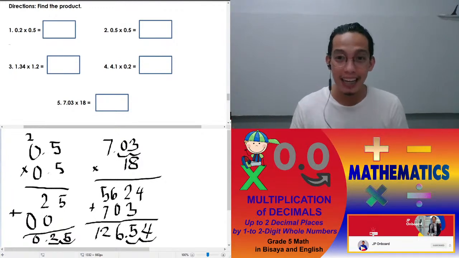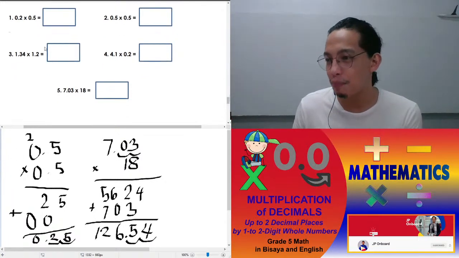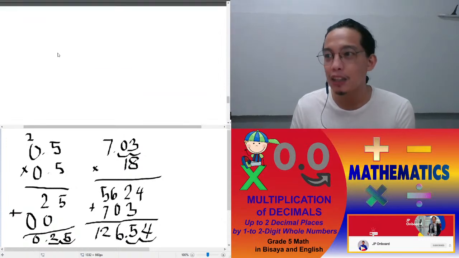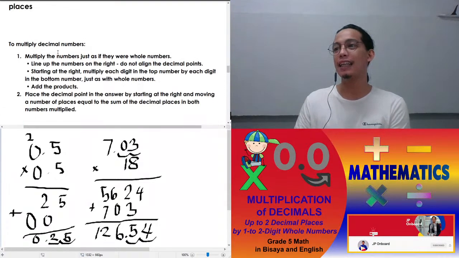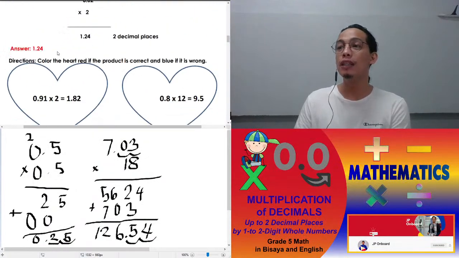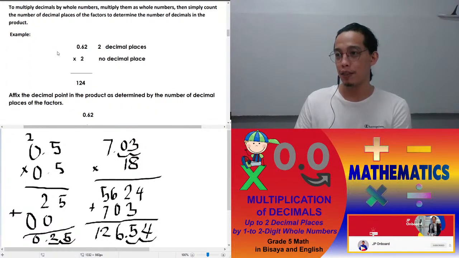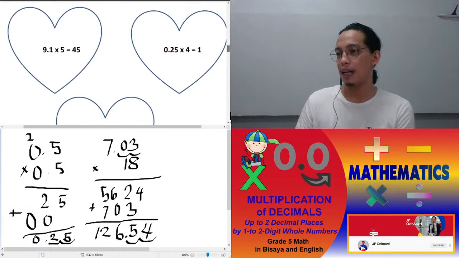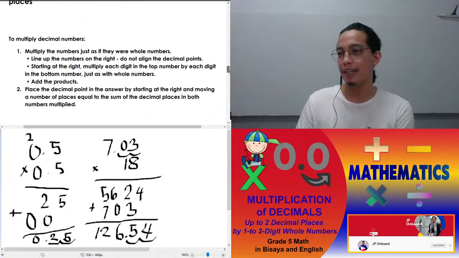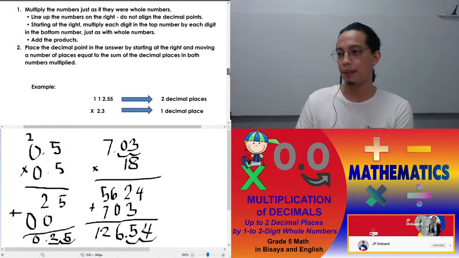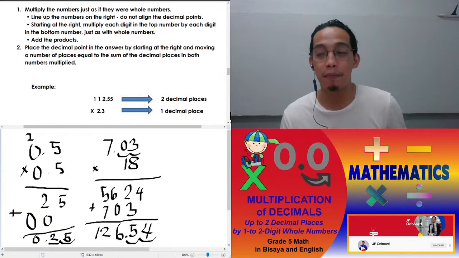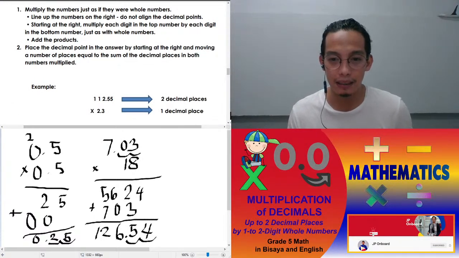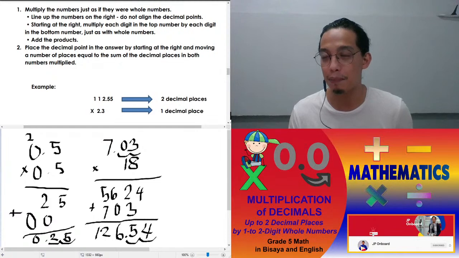That's 7.03 times 18 is 126.54. Okay, I think that's the last part of the module. It is the last part of the module. So that's how you do it. That's how we multiply numbers. Here, recap. Multiply numbers with decimal digits or decimal places.